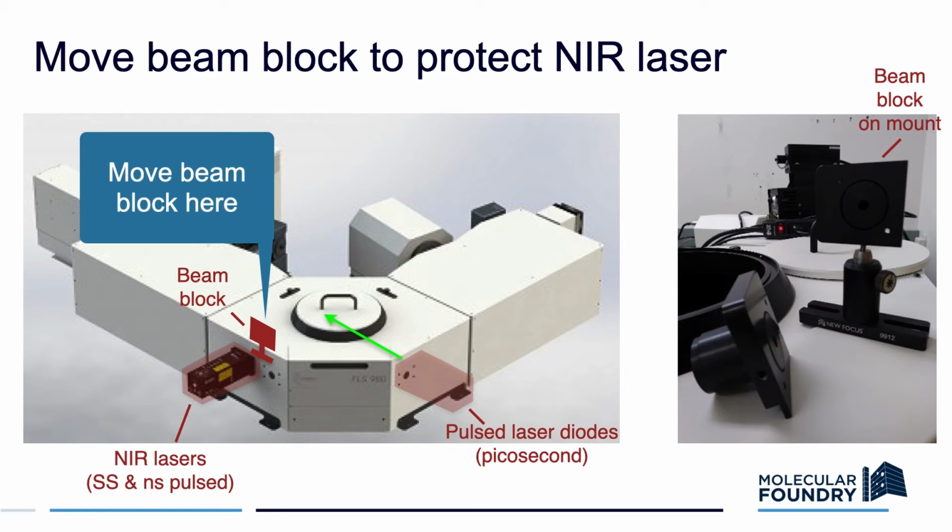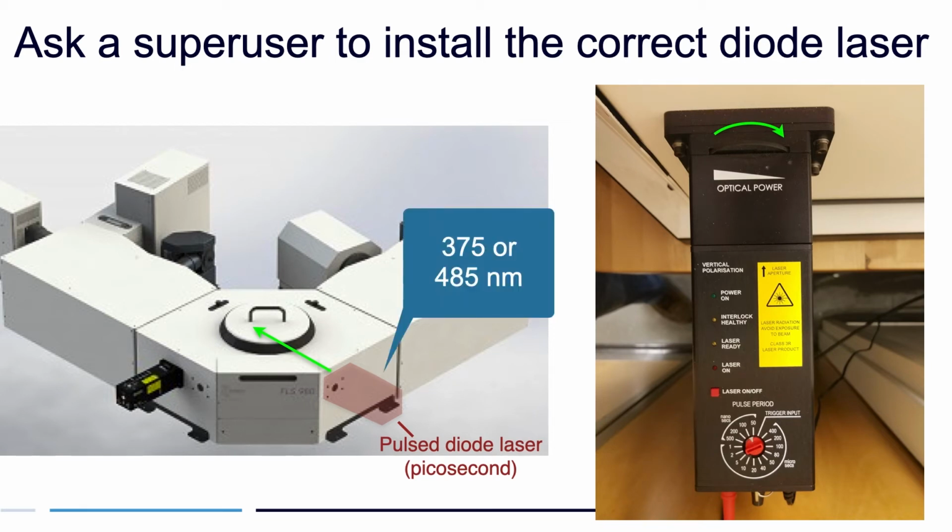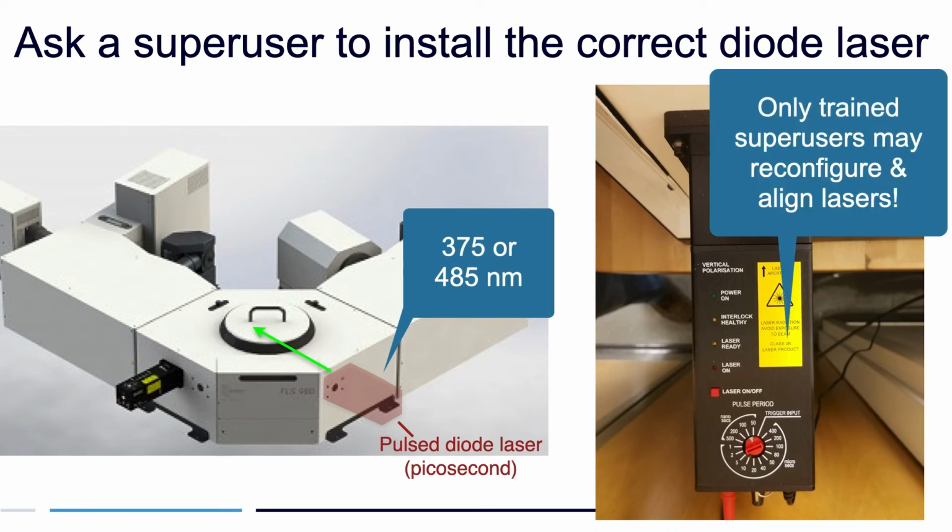Next, you want to make sure that the desired laser is installed. So we have two different lasers, the 375 nanometer laser and the 485 nanometer laser. Only trained super users may reconfigure and align these lasers because they must follow proper laser safety protocols. So if you need a different laser, please ask a super user to install the correct laser for you.